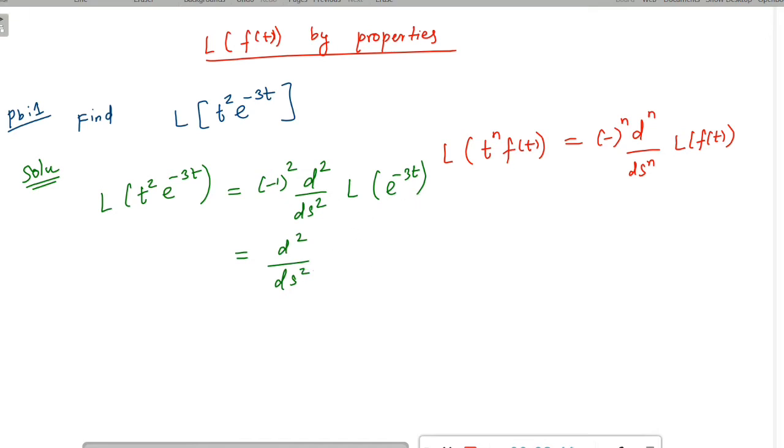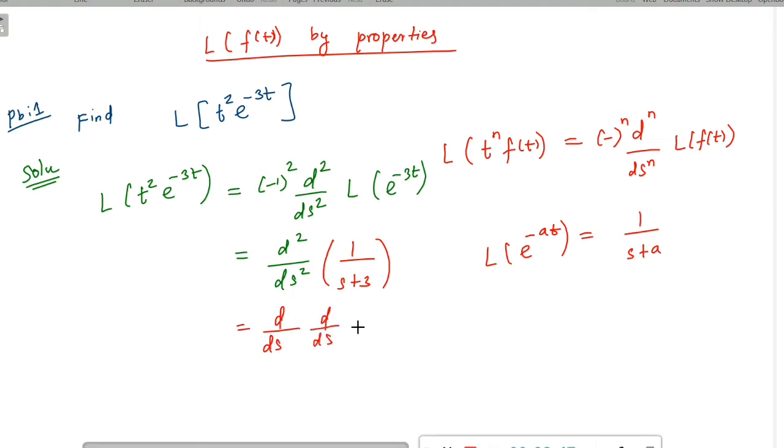So you know the formula, L of e power minus at equal to 1 by s plus a. So I have applied. So you may get 1 by s plus 3. So instead of a, 3 is given. Now try to differentiate this term with respect to s twice. So now first I am going to differentiate 1 by s plus 3. Before differentiating, try to rewrite this term like this. It is very easy to differentiate.